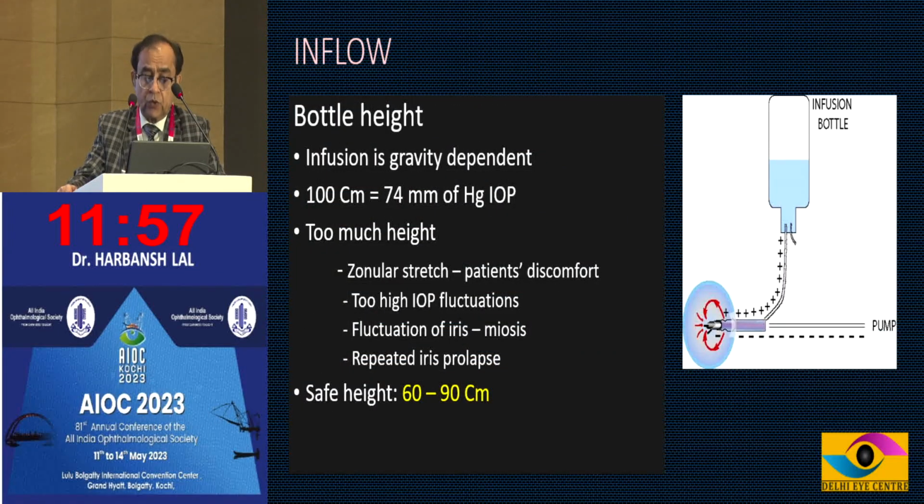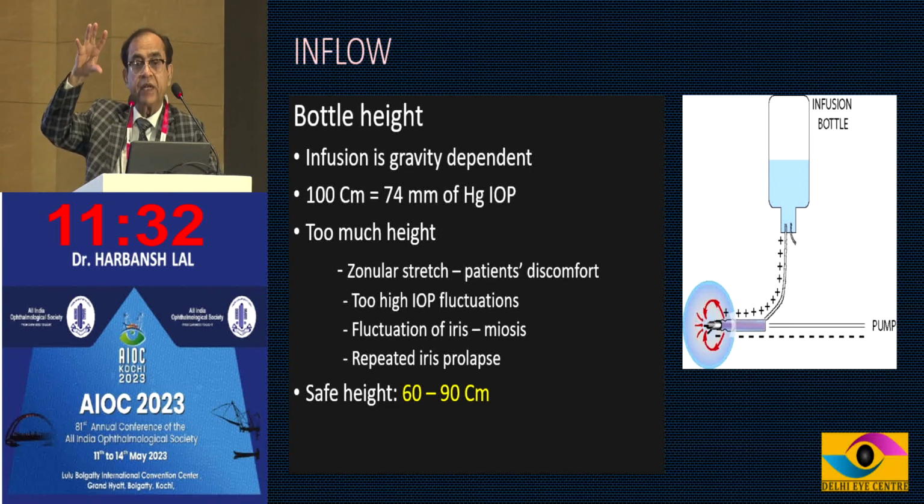So inflow, there is no doubt, is absolutely gravity fed, it depends upon gravity. Now we have pumps which can actively control the fluid, but in most machines it directly depends upon the height. So 100 centimeters is approximately 74 millimeters of mercury in the eye. If you keep the height more than that, normally there will be general stretch and patient discomfort.